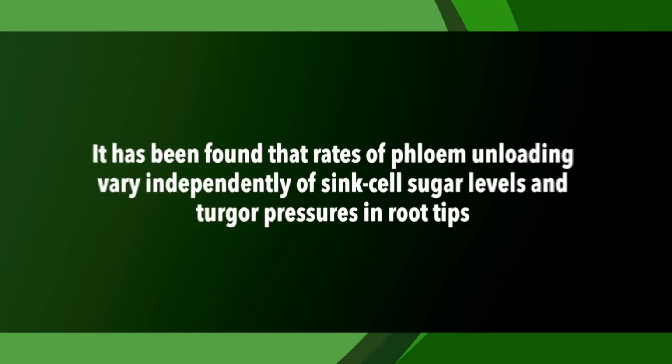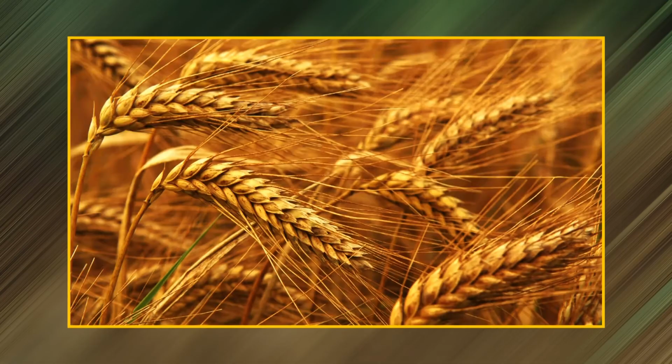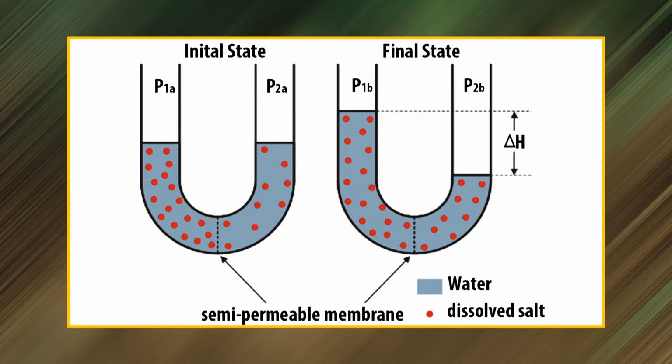However, it has been found that the rates of phloem unloading vary independently of sink cell sugar levels and turgor pressures in root tips. In mature fasciolar stems and developing wheat grains, plasmodesmal conductivity exerts a significant regulation over phloem unloading rates. Optimal plasmodesmal regulation is likely to be mediated at the site of the highest resistance to transport, that is, the greatest transcellular concentration or osmotic difference.